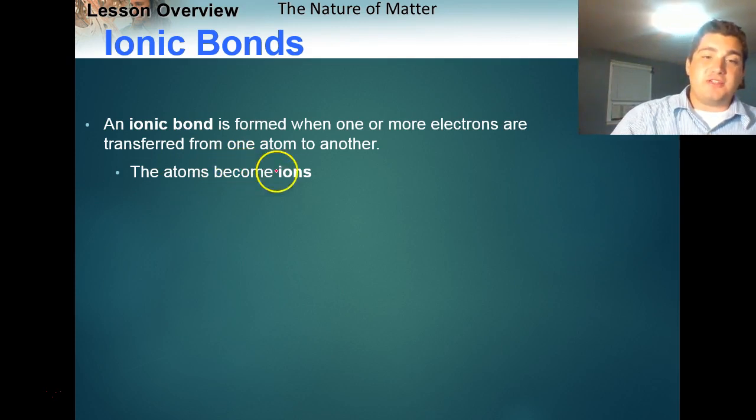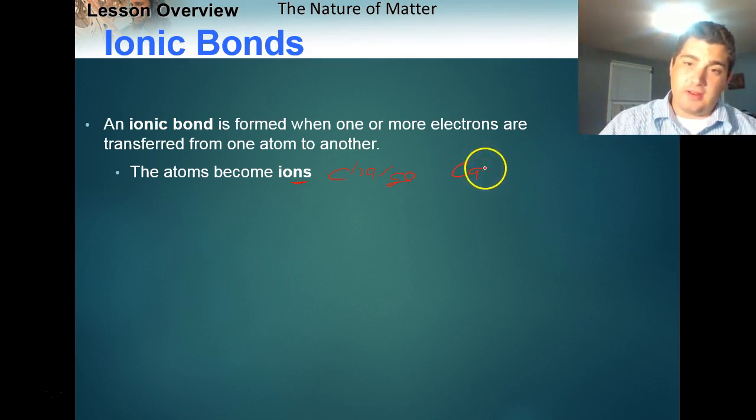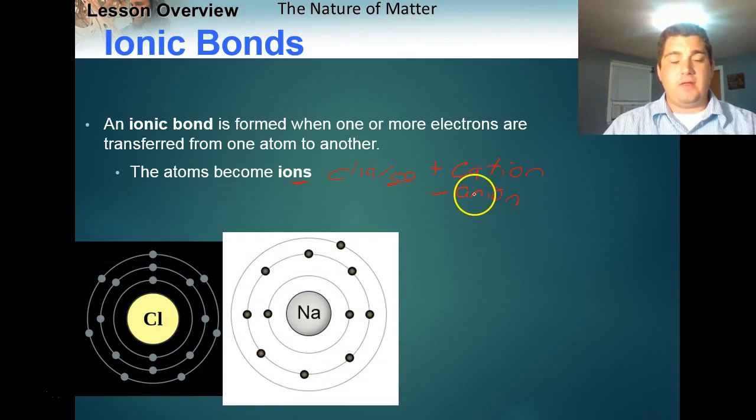When these electrons are taken, the atoms become ions. And an ion is any atom that has a positive or negative charge. They are charged. If it is a positive charge, it is called a cation. If it has a negative charge, it is called an anion.